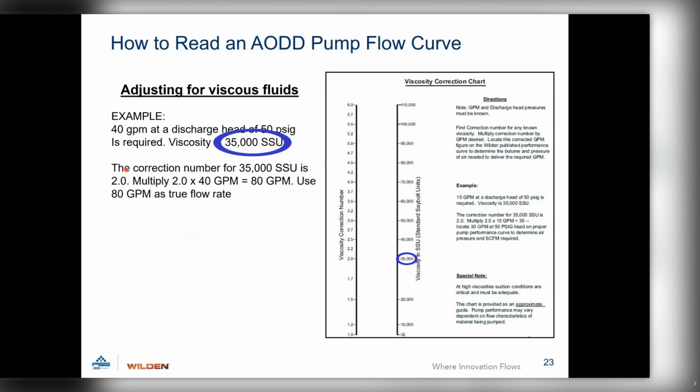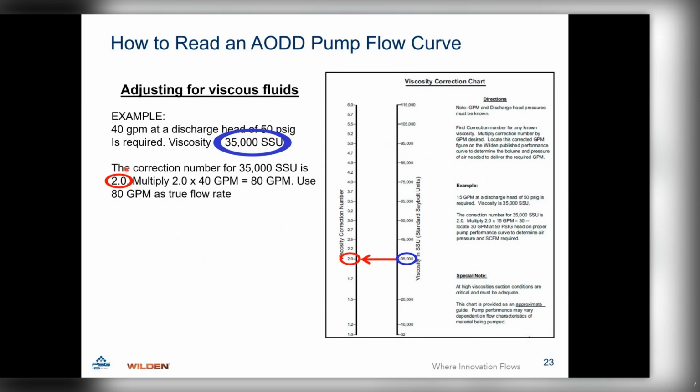Right, so 35,000 SSUs, we find that on the viscosity correction chart, and these are all posted up on our public website under guides. You'll find the viscosity correction chart. At 35,000 SSUs, you'll notice there's a viscosity correction number there, which is 2.0. So if the customer needed 40 GPM, we would need to multiply that 40 times the correction factor number.